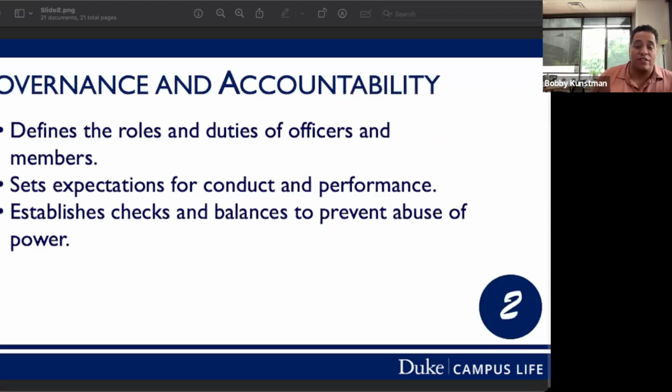Next, we have governance and accountability. By defining the roles and the duties of the members, it helps members understand their responsibilities and what is expected of them, which helps an organization run smoothly. And we're not just talking about the members, but we're also talking about the officers. What are the roles? What are the responsibilities?